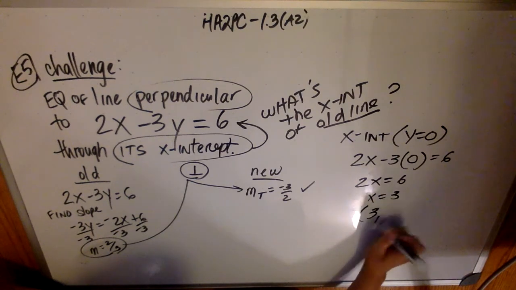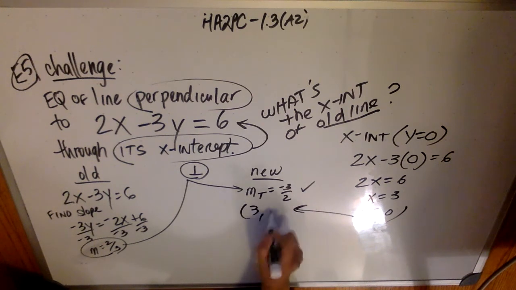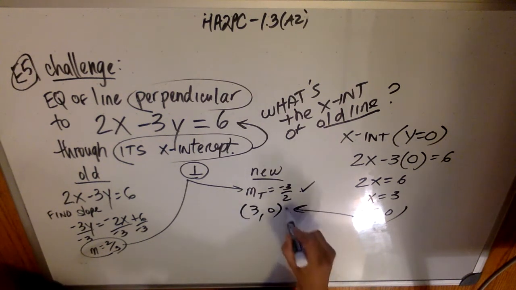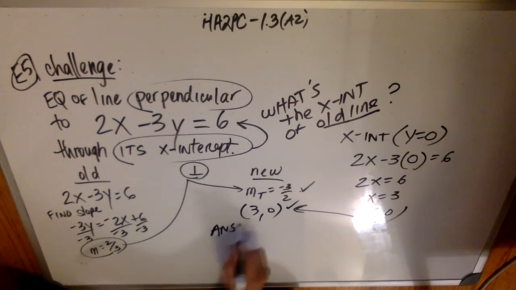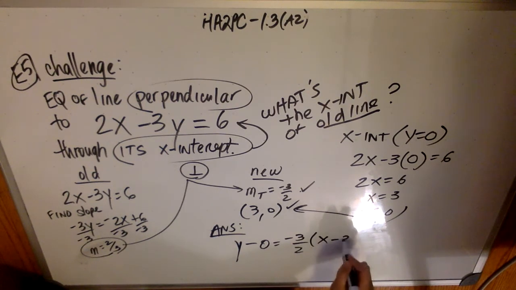Oh, well, there's my point, 3, 0. Now, I say, okay, cool. Now I have a point. There's my slope, there's my point, and now I can write my answer in point slope, right? So y minus the y value equals my m, which is negative 3/2, x minus the x value.